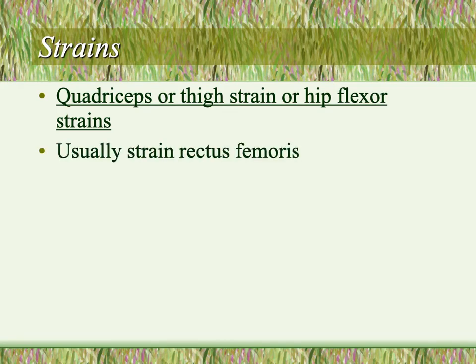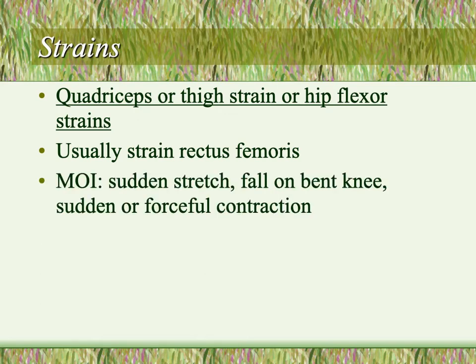Usually we strain the rectus femoris muscle. That's the most common thigh muscle that gets strained. Again, a strain with a T is a tearing of tendon and muscle. So I remember the T for tendon, to separate the difference between a strain and a sprain with a P.